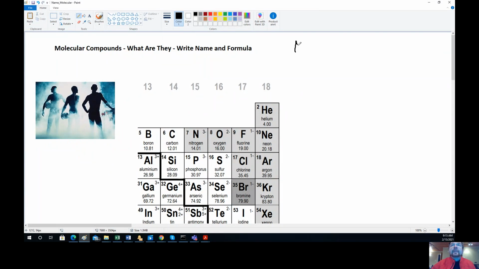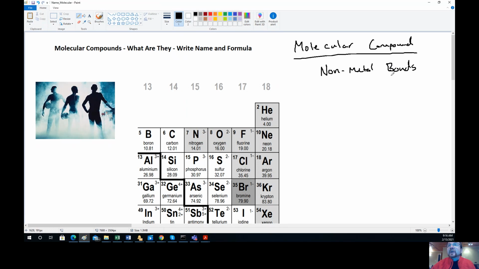Well, right here, you can see on your periodic table, we've got the nonmetals focused on. And that is what a molecular compound is. It is when a nonmetal, any one of these nonmetals, carbon, oxygen, sulfur, fluorine, when they bond. So it's when a nonmetal bonds, and it's a special kind of bond called a molecular bond, with a nonmetal.